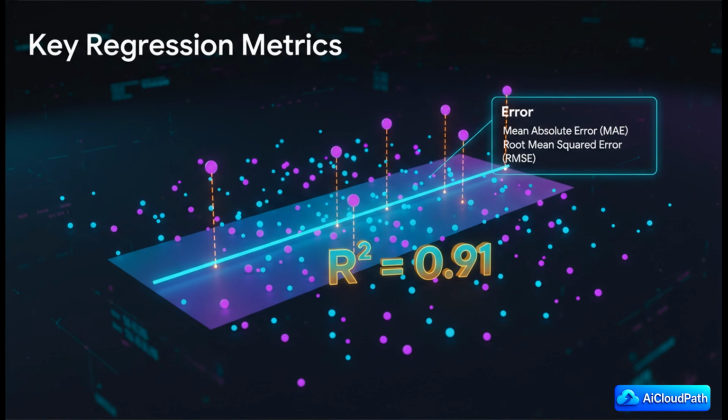Now, for regression models, where we're predicting numbers, the game's a little different. Here, we're all about measuring the error. How far off were our predictions? Metrics like mean absolute error, or MAE, and root mean squared error, RMSE, tell you the average size of that error. And R-squared gives you a sense of how well your model explains the patterns in the data.